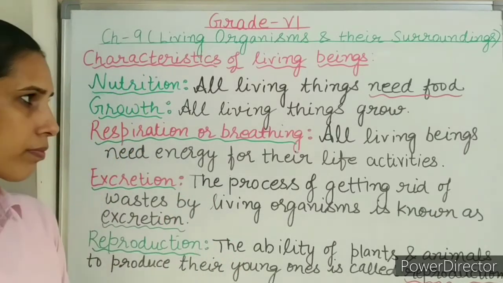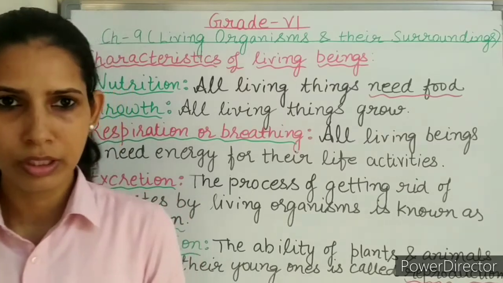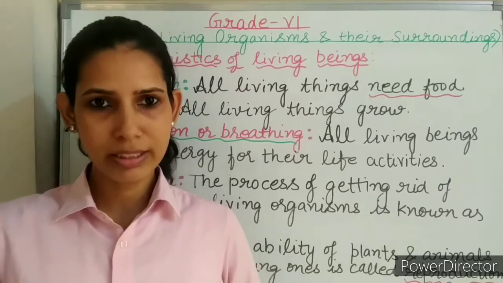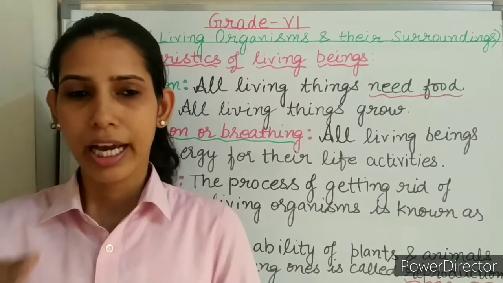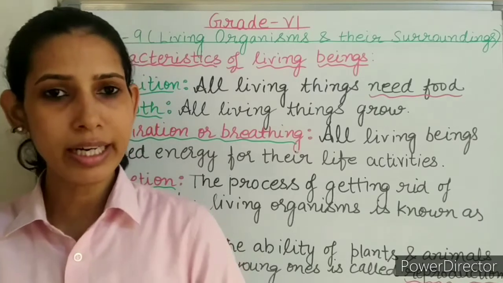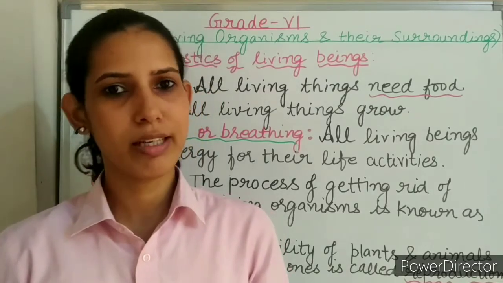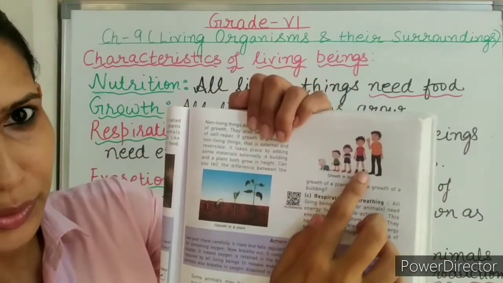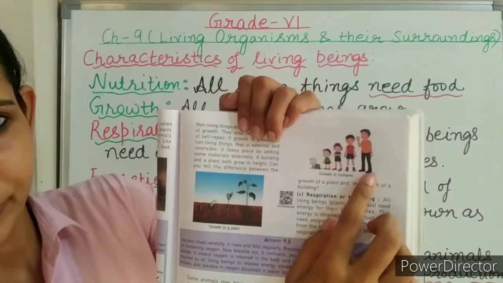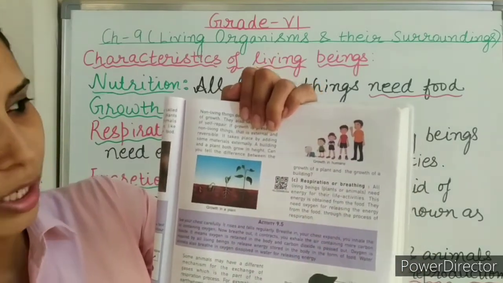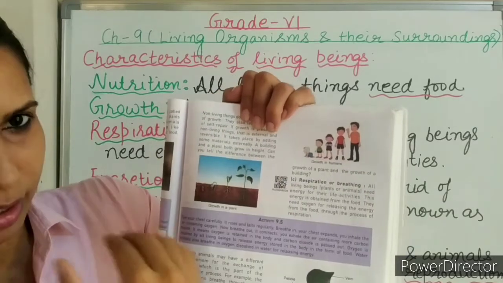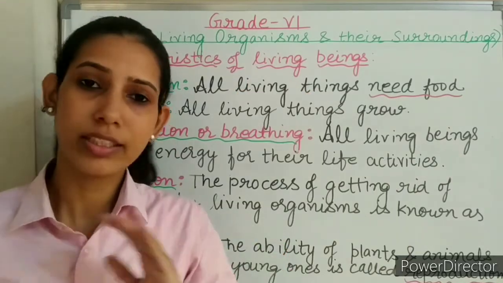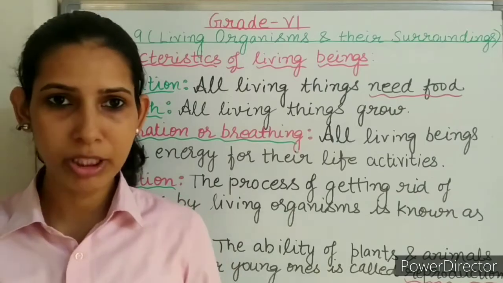Next is growth. All living things grow. For example, if a baby has just been born, you will notice that after a few months there will be growth in the baby, and after a few years the baby will grow into an adult. In your books, on page number B9, the growth in humans has been shown. First the baby was small, then the baby turned into an adult. So all living things grow, whether it is plants or animals or human beings.